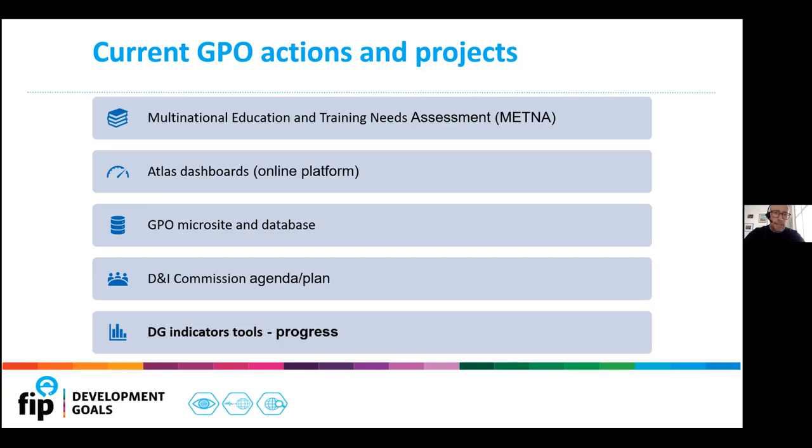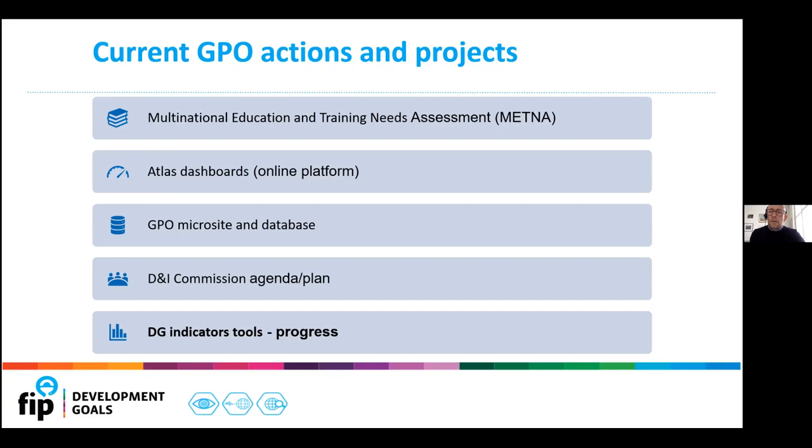We are advised on the strategic direction of our work by the One FIP Data and Intelligence Commission, which meets regularly to discuss big ticket items that provide assurance and guidance on achieving the GPO vision and mission. And indeed, the commission met just last Wednesday and had a good discussion around the success measures of the GPO over the next 5 years.